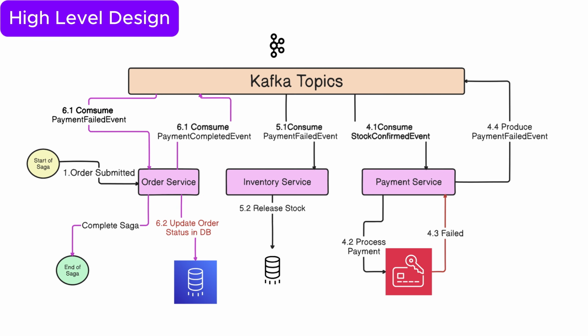Now, the inventory service is listening to the payment failed event, and based on the stocks which were reserved earlier, it will release those resources back to the inventory. On the other hand, the order service is listening to both of these events, and depending on the event, if the payment has failed, then the order is cancelled, and if the payment is successful, then the order is marked as confirmed. So this is the complete flow of our system.